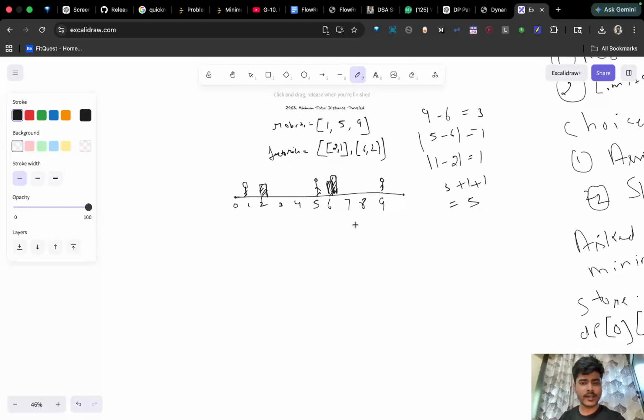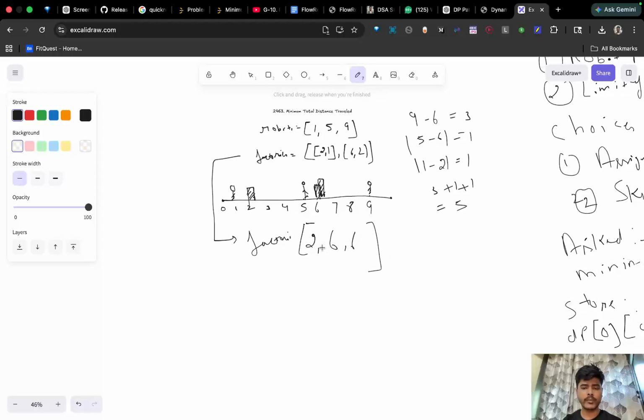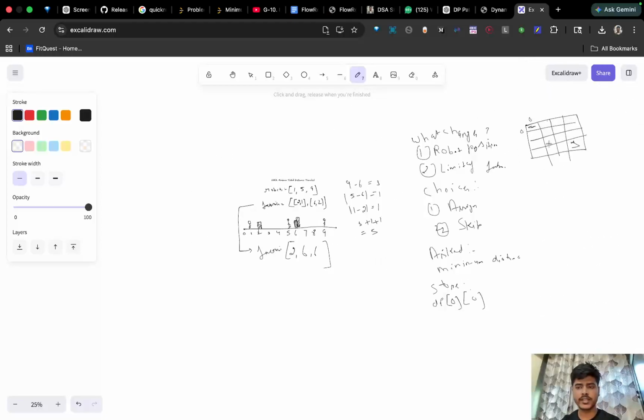As I told you earlier, instead of writing a single factory at position 6 with limit 2, we can write two factories with limit 1 each at position 6. That means I can break this 2D array into a single array of factories: the first factory is at position 2, the second factory is at position 6, and the third factory is at position 6. So I can flatten this 2D array into a 1D array to simplify my problem, and it will become easier for me to fill this dp array.